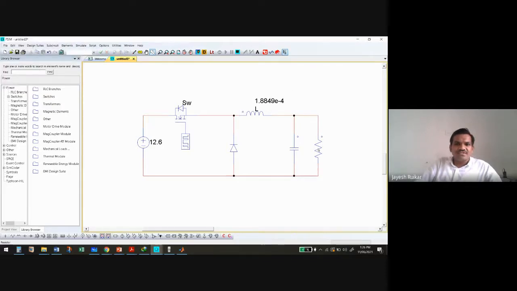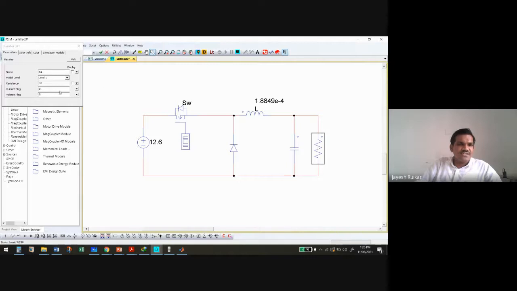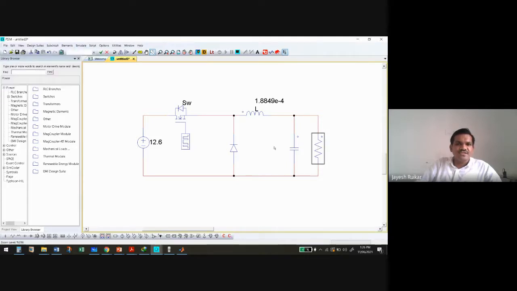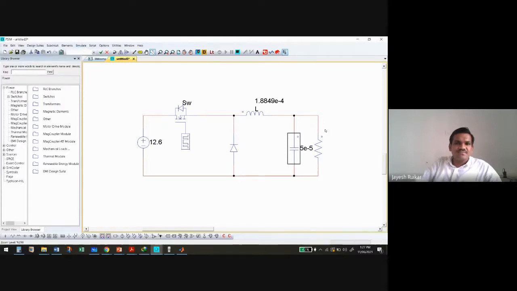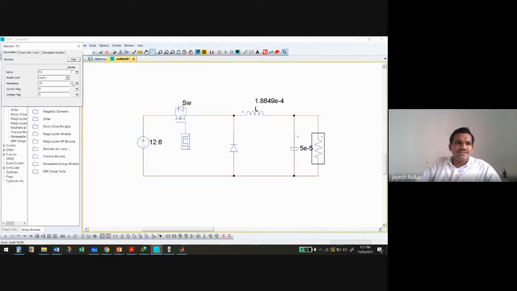Then for the resistance value, we have taken it as 10, which is the default. And the capacitance is 5 times 10 to the power minus 5. It's like 1 micro. We can keep it 1 micro also, but when you increase the capacitance, you will get less ripple. So I will put e to the power minus 5 right now. I will keep displaying the resistance value.